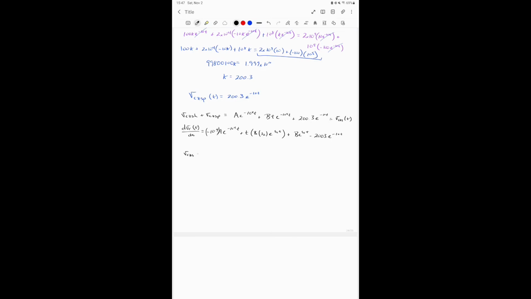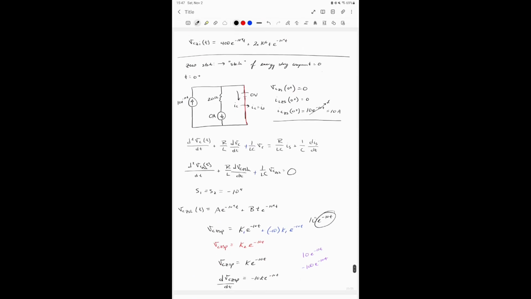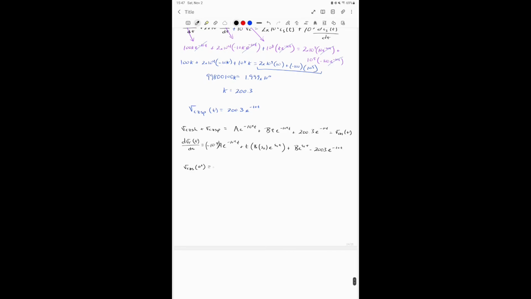So VC zero-state of t at 0 plus is equal to, and what was our value of 0 plus for v? It was 0, which is equal to a plus, this is going to go to 0 because of this t, right? Plus 0, and this is just going to be 1, so plus 200.3. Okay, which means that our a is equal to negative 200.3.